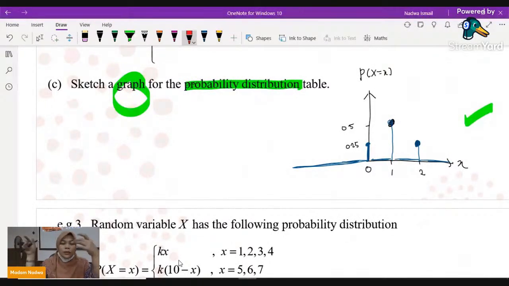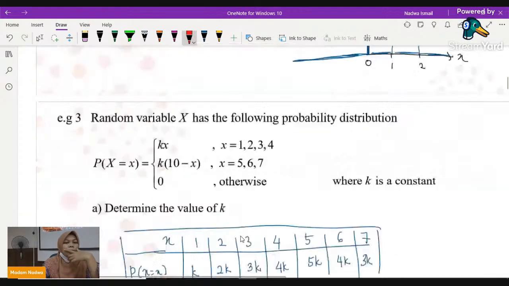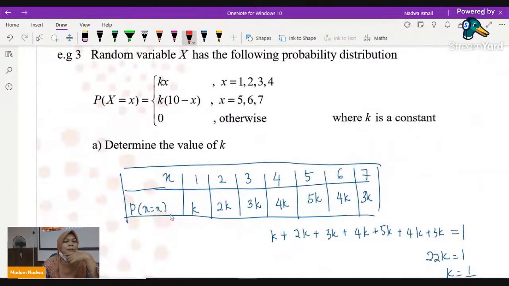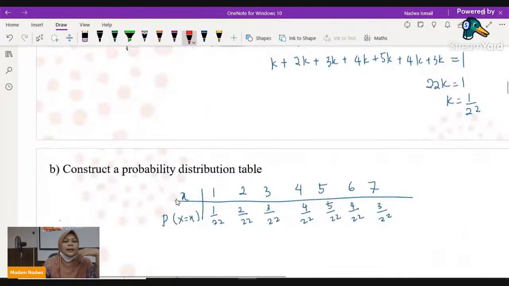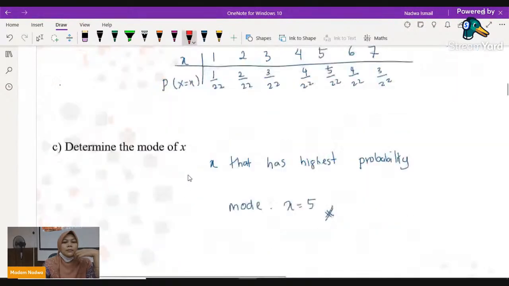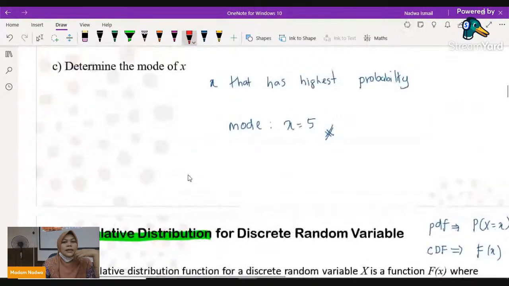So make sure dapat je soalan discrete, awak terus transform dia dalam bentuk table. Macam yang kita buat dekat example 3 ni. Nampak? Bila letak dalam bentuk table lebih senang kita nampak. Okay, ni table. Nak cari apa pun kalau dah ada table tu kita boleh cari.